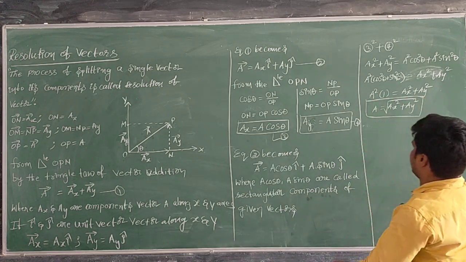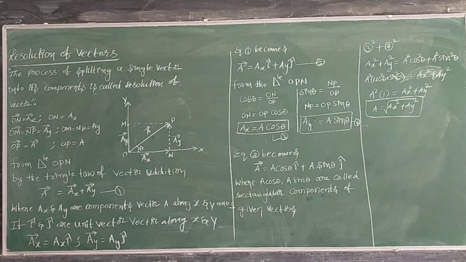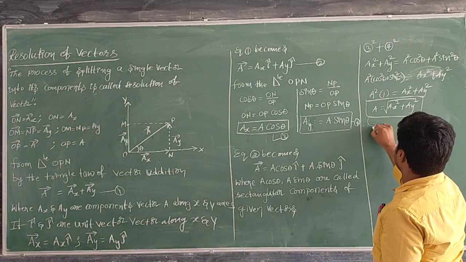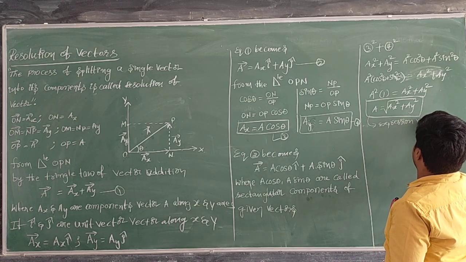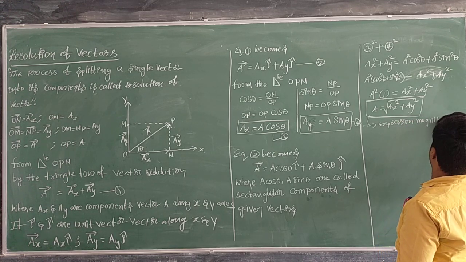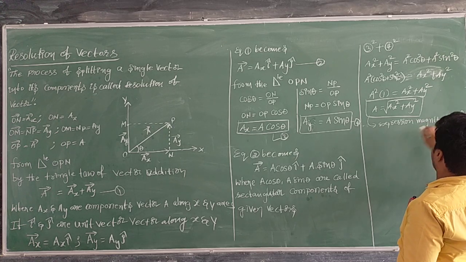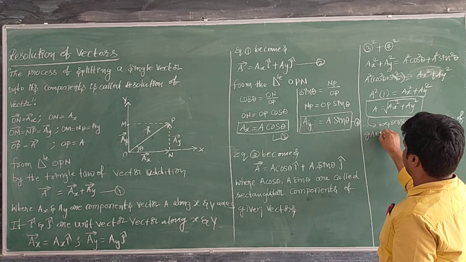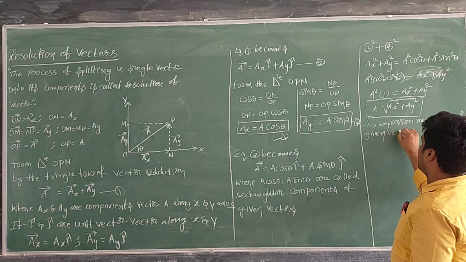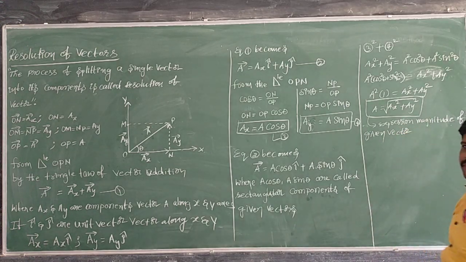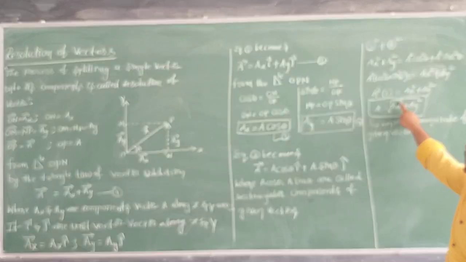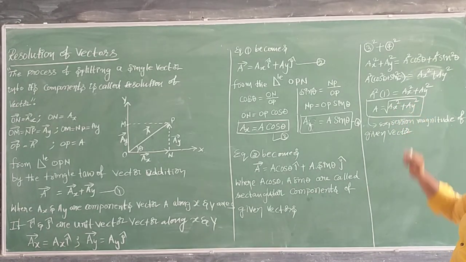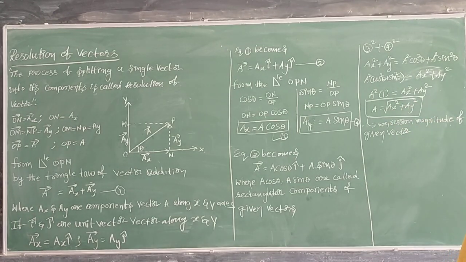Here A is nothing but the magnitude. This is the expression for the magnitude of the given vector. Whatever the vector may be, if you want the vector magnitude, you have to take the square of the x component plus the square of the y component, and take the square root.